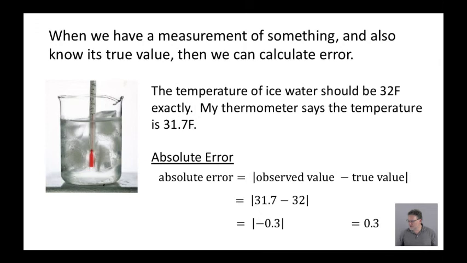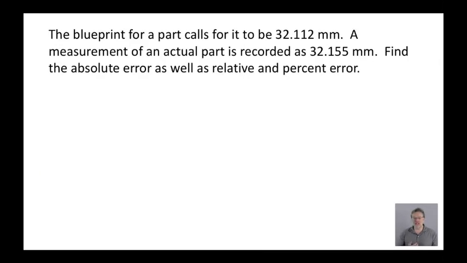But here's another example. The blueprint for a part calls for it to be 32.112 millimeters. So it's about, let's say, probably about this long or so. A measurement of an actual part is recorded as 32.155 millimeters. Well, that's close, but it's off. Let's try to talk about exactly how off it is. Find the absolute error as well as the relative and percent error. Well, we've talked about how to get the absolute error. That was from our previous problem.